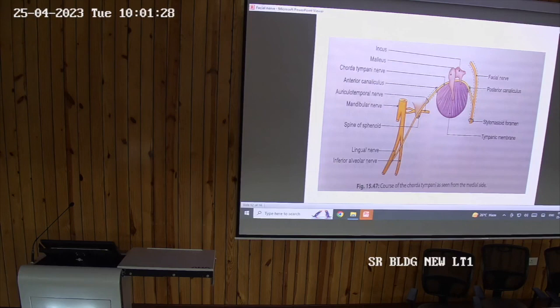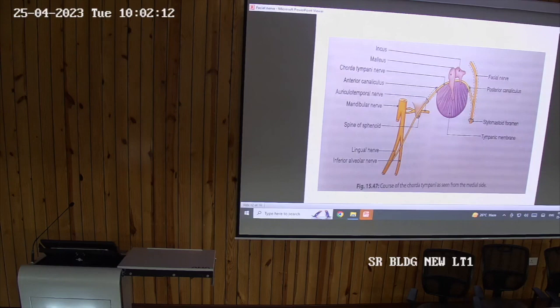So two types of fibers are present in the chorda tympani nerve. One brings the taste sensation from the anterior two-thirds of the tongue, and these sensations reach the nucleus tractus solitarius, which I will tell you just now. At present, understand that chorda tympani has two types of fibers. One is the special somatic afferent, which carries the taste sensation. Another is the general visceral efferent, that is preganglionic parasympathetic fibers to the submandibular gland and sublingual gland.